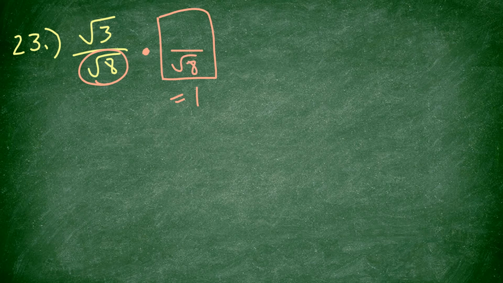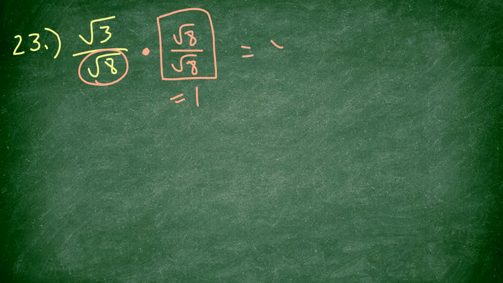Remember, no decimals. Alright, 23, radical 3 over radical 8. Remember, you're not allowed to have a radical on the bottom. So what I'm going to do is create a fraction. That fraction has to be equal to 1. So I'm going to take whatever is here and copy it. I'm going to copy radical 8 because I'm going to write it again. Then I'm going to copy it again on top, because if the top and bottom match, it becomes equal to 1.